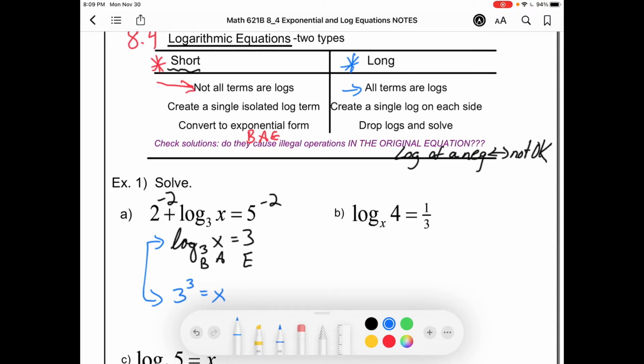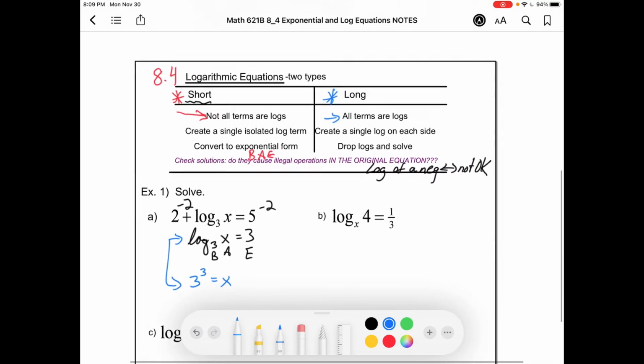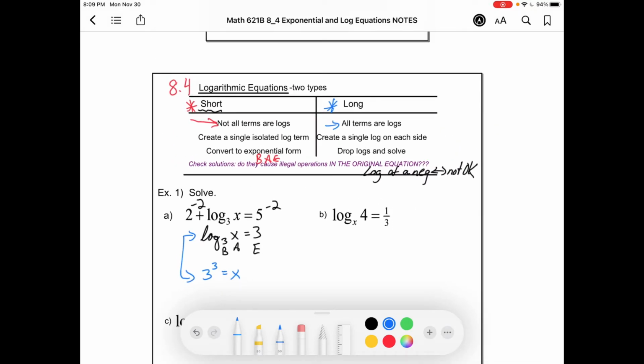For us to solve this, all we have to do is work out what 3 to the power of 3 is, which is no big deal. Right? That would give us x is 27. We think. Now we're going to check. So I'm going to check by putting this back in. Check x equals 27. So on the left side, I would end up with 2 plus the log base 3 of 27. On the right side, I'd end up with 5.